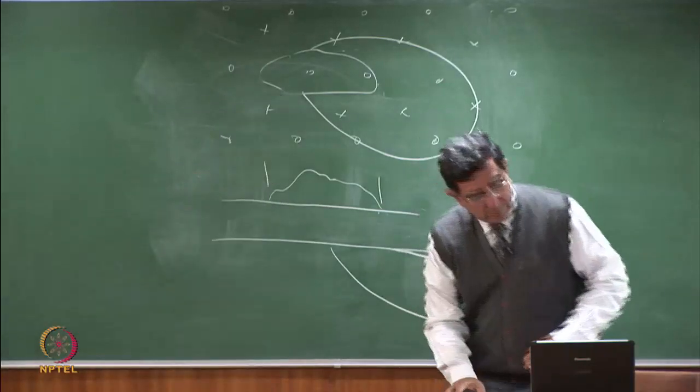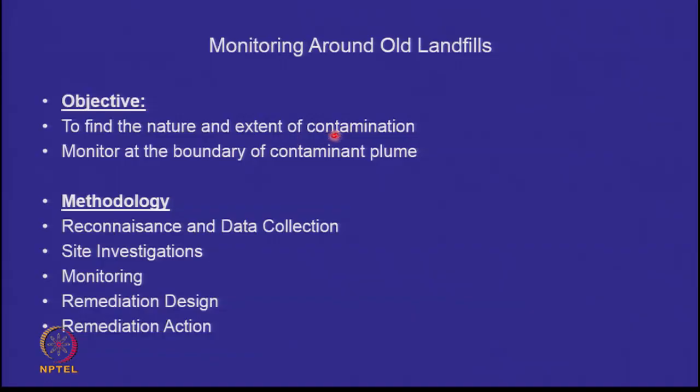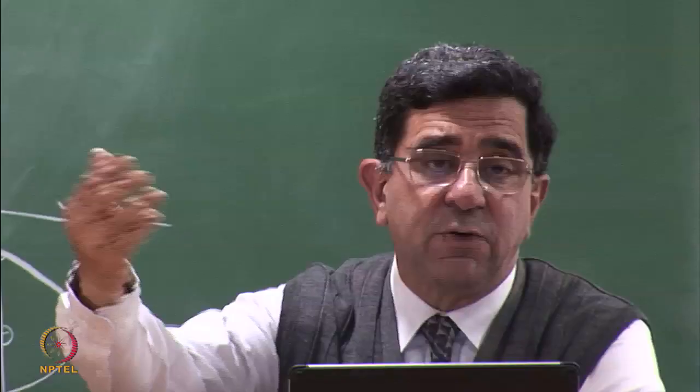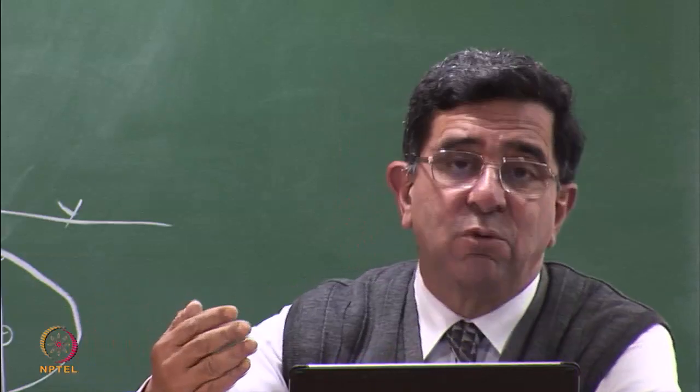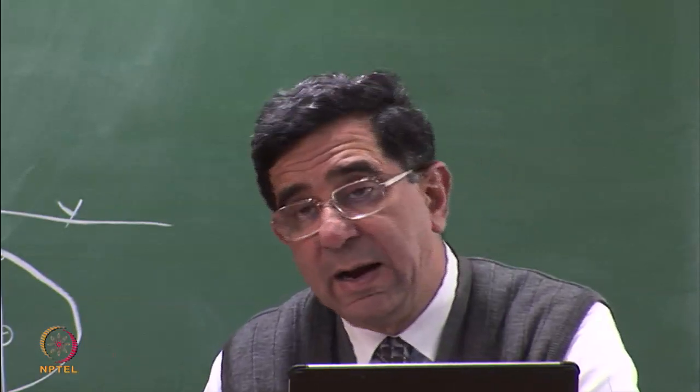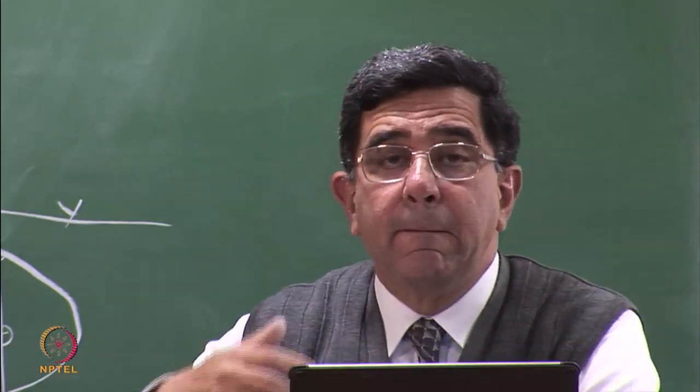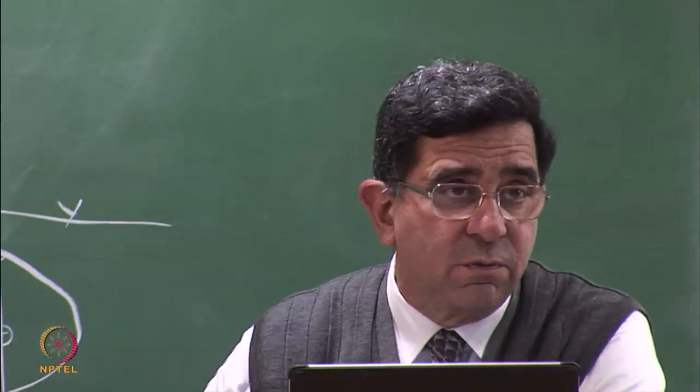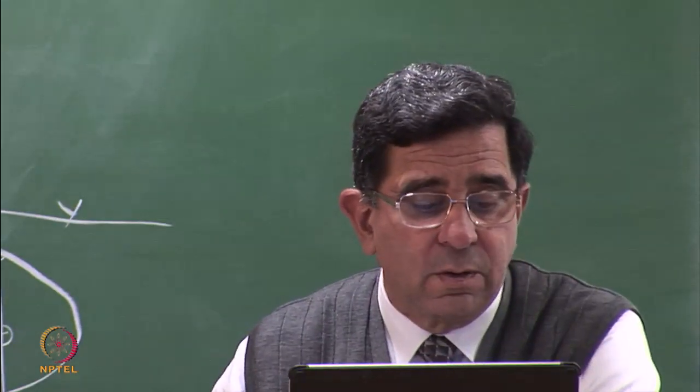So, we need to find the nature and extent of the contamination. Then we have to monitor at the boundary of the contaminant plume so that it doesn't extend beyond where it has gone. And then we have to take steps to bring the plume back or to do remediation and to improve the quality of the contaminated zone.